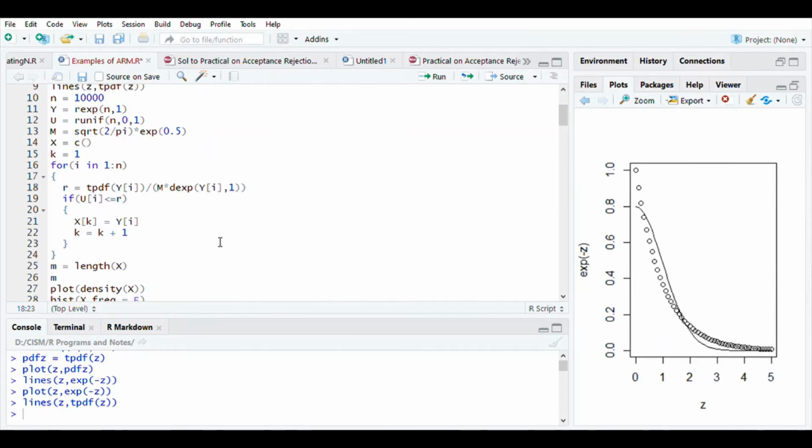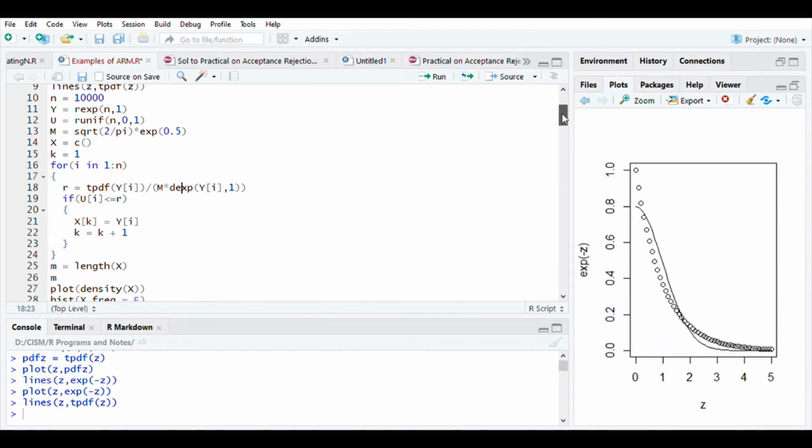So now, because we are in the loop, if the ith value of the uniform 0, 1 is less than or equal to r, then we will take the kth value of x as the ith value of y. Otherwise we are going to proceed further, and we will simply be incrementing the loop of I. So this is how it is going to work.